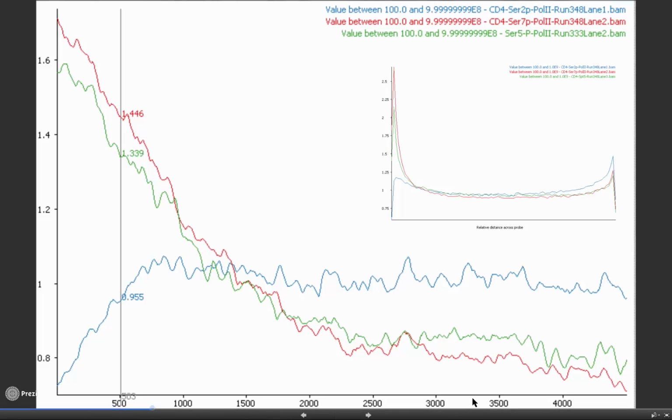This is also not normalized for gene length, so we could have very short genes that are going to be affecting the way this distributes. If we look across the entire gene, and this is a normalized distance across a gene probe, we see that in general serine 5 and serine 7 phosphorylation in this ChIP-Seq data are highly concentrated at the 3' side, and serine 2 phosphorylation is more level across the entire gene for an average gene.